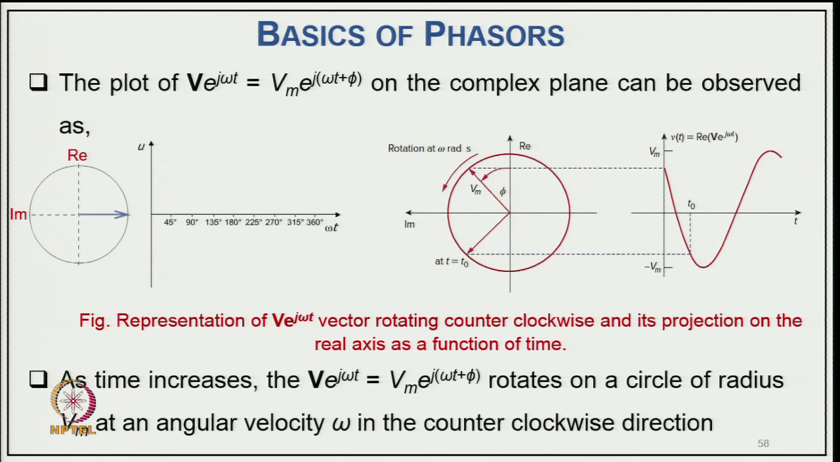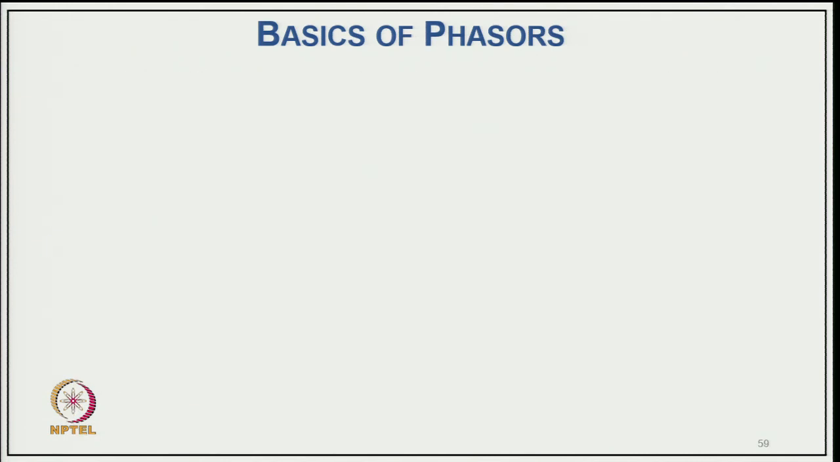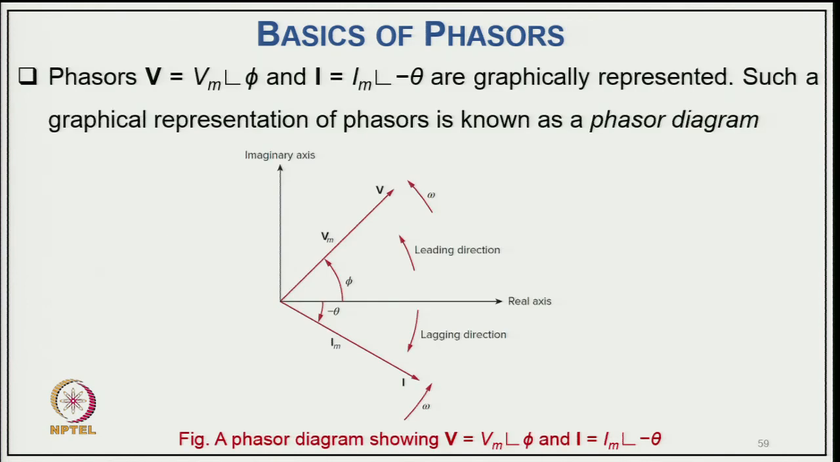So as time increases, V = V_m e^{j(ωt+φ)} rotates on a circle of radius V_m at the angular frequency ω in the counterclockwise direction. Phasors V = V_m ∠φ and I = I_m ∠-φ are graphically represented. Such a graphical representation of phasors is known as a phasor diagram.